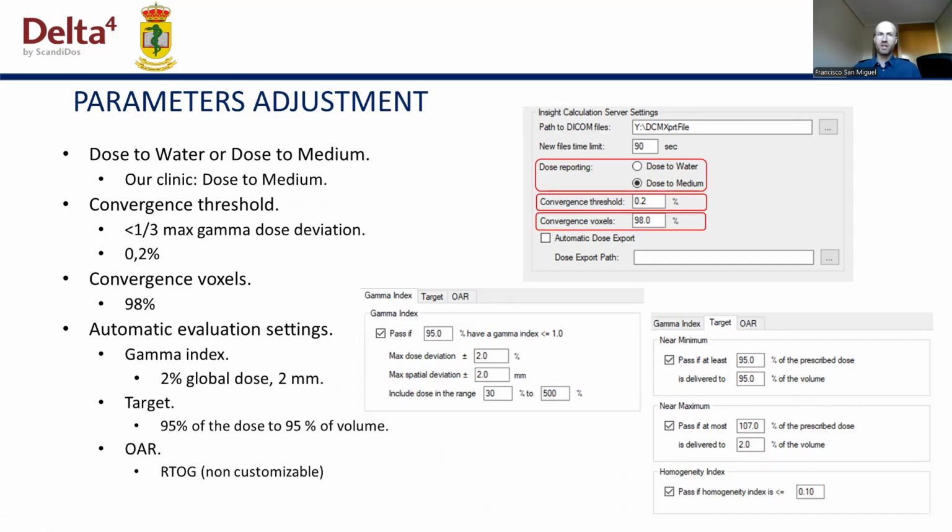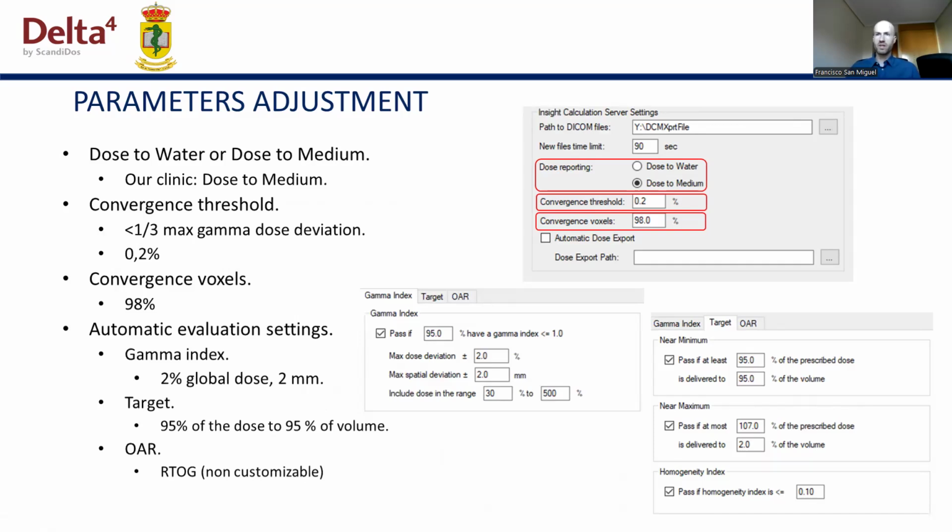The first of these involves choosing whether to report dose in water or dose in the medium. In my opinion, this choice depends on how your treatment planning system reports the dose. For example, in our specific case, since Monaco reports dose in the medium, we also report dose in the medium in Insight.